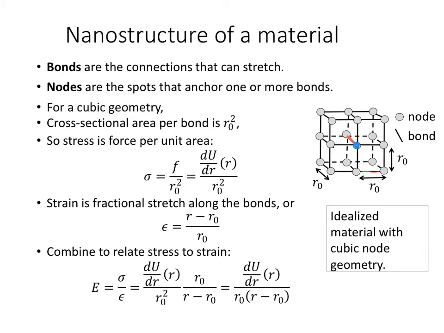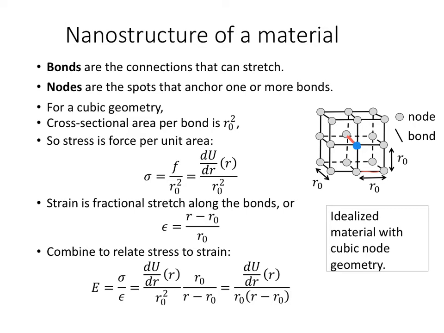And we call the anchor points of multiple bonds nodes. That's these circles in this figure. Now we'll use an idealized cubic node geometry to calculate information about stress and strain of the material. So considering the bond that I showed in red, anchored by this node shown in blue, let's ask, what is the cross-sectional area used up by that bond in the material?